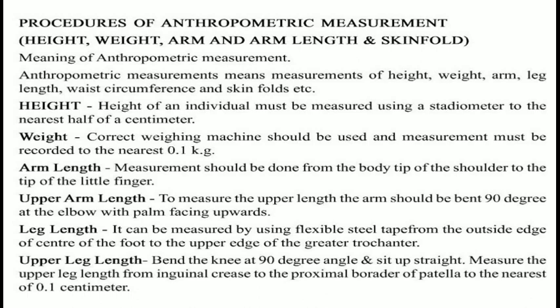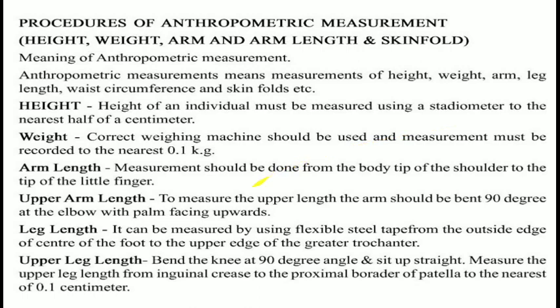Then upper leg length is measured when you sit on a chair. That means when you sit on the chair, your feet are placed on the ground, and the knee is bent to give us a 90 degree angle. And then afterwards from the inguinal crease to the proximal border of the patella, to the nearest 0.1. Patella means the bone on the knee. It is measured from there to the trochanter. Clear? So it is measured with the help of a tape in centimeters.